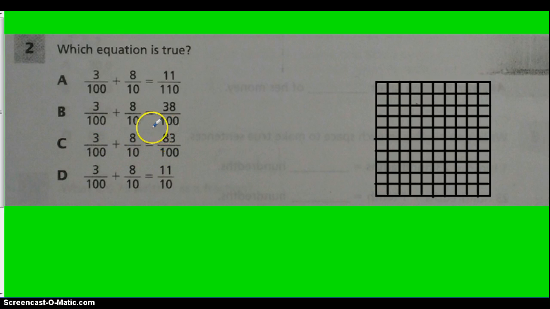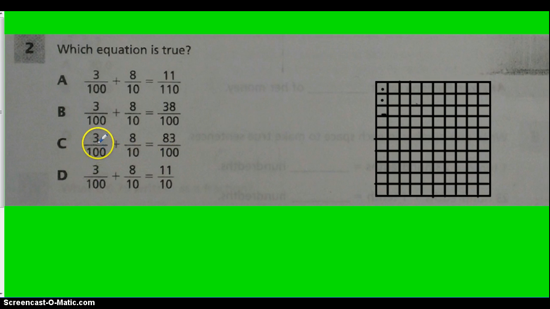Alright, so very similar problem. Which equation is true? So we see that we have 3 hundredths, and if we think about 3 hundredths, that's not very much at all. That's only 3 of these. Okay, but we're adding 8/10. Now 8/10 is quite a bit more. So 8/10 is more than half. Actually, it's only 2/10 away.